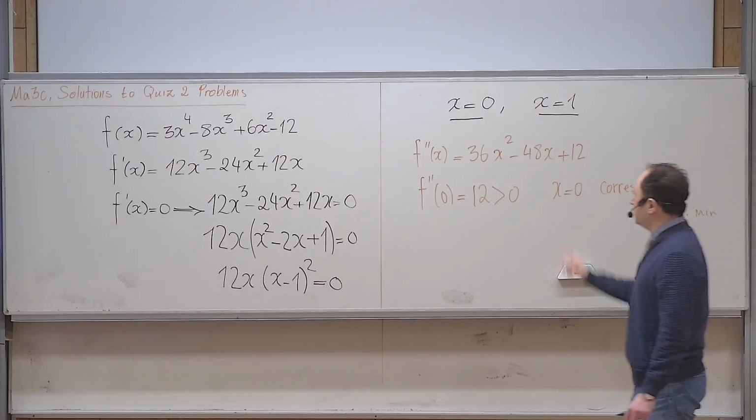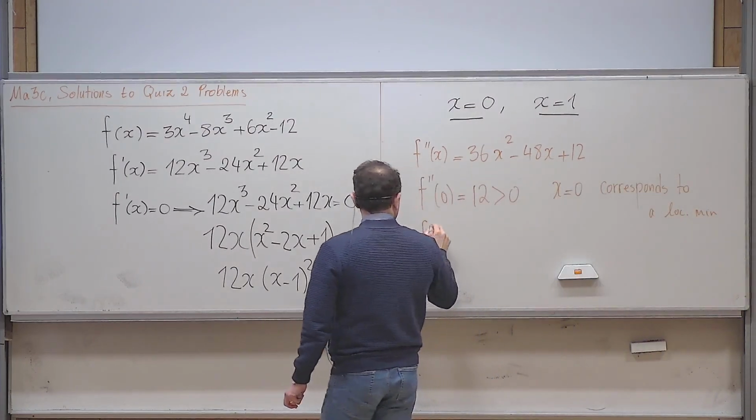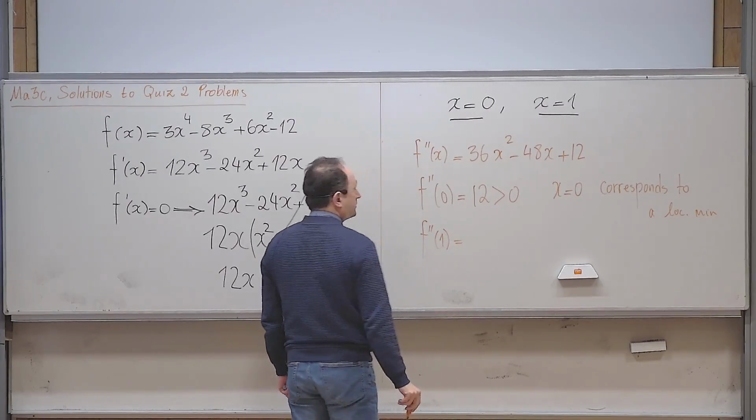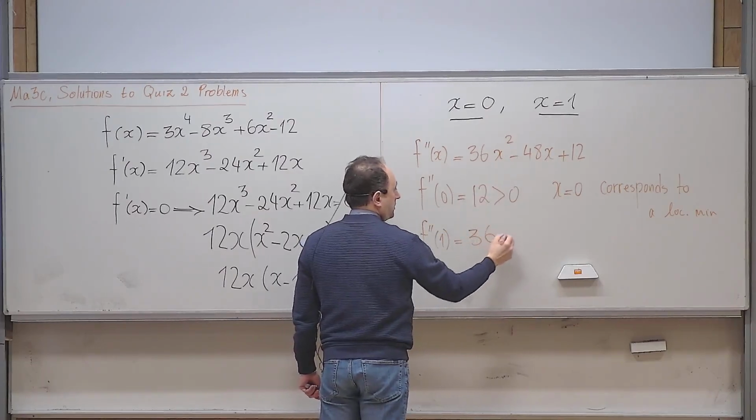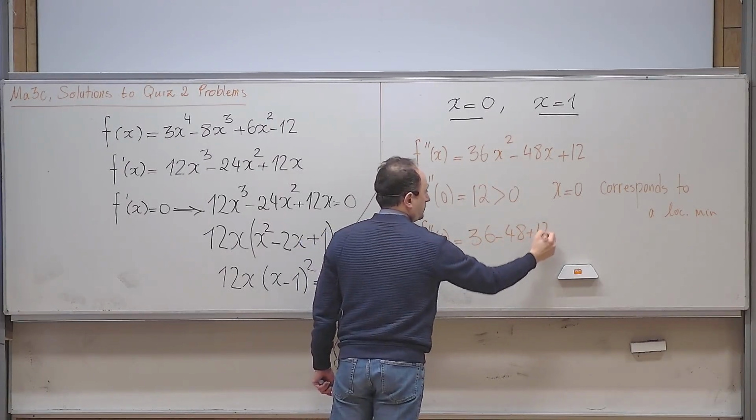Okay, but then let me calculate f double prime of 1. What is f double prime of 1? I have to replace x with 1. This becomes 36 minus 48 plus 12, which becomes 0.